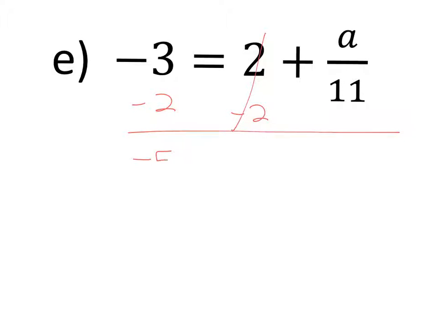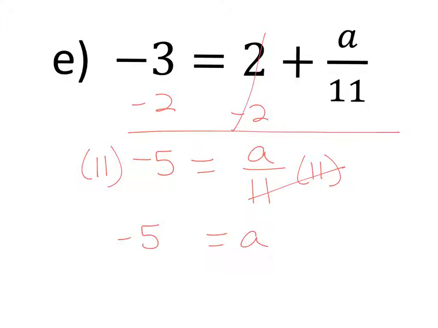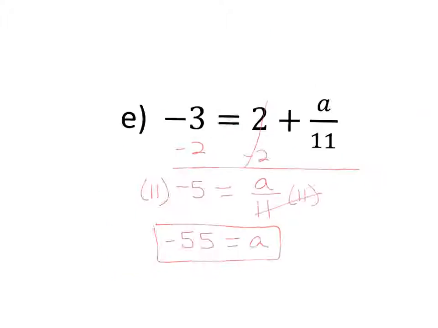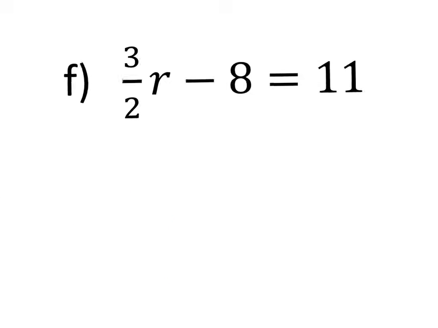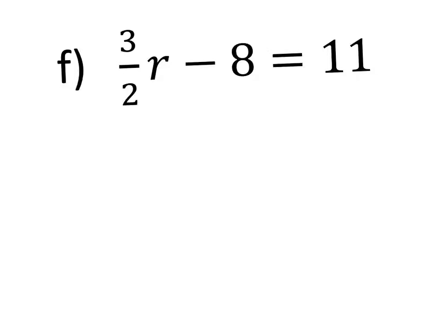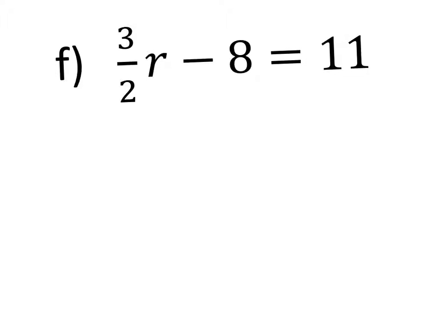So I have -5 equals a divided by 11. And now I'm going to multiply both sides by 11. So that's going to cancel, and I'm going to have -55 equals a. All right, so now, why don't you go ahead and try F on your own. Pause the video now, and then push play and see if you got it correct.